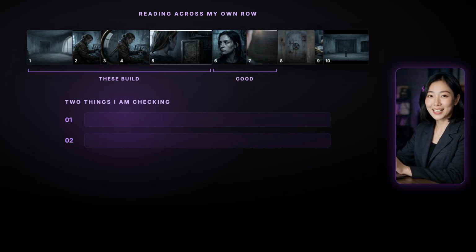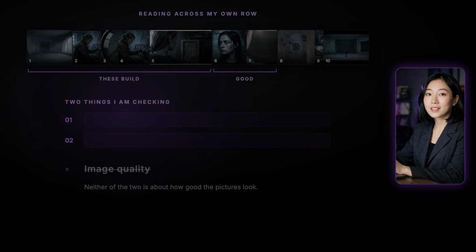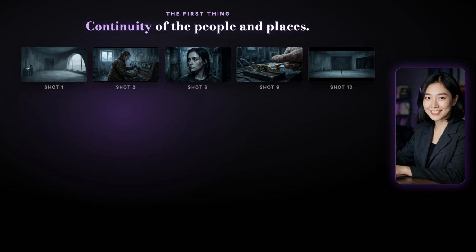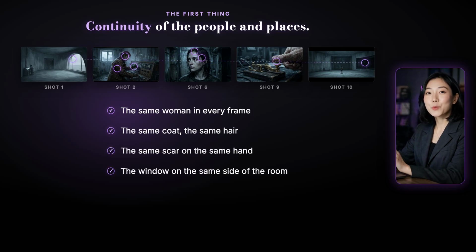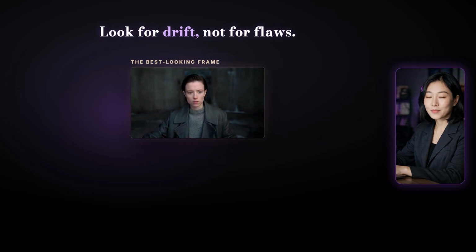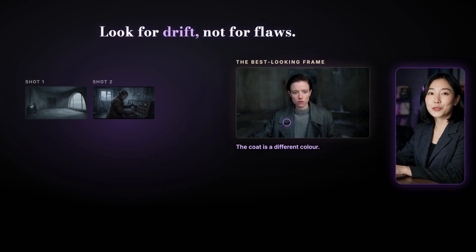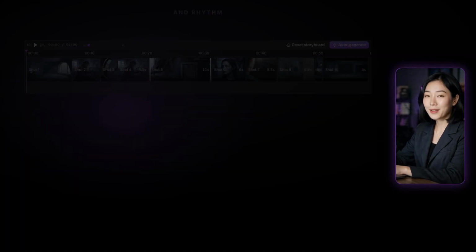2 things I'm checking as I look across it, and neither of them is about image quality. Continuity of the people and places. Is it the same woman in every frame? Same coat, same hair, same scar on the same hand? Is the window on the same side of the room every time? Look for drift, not for flaws. One beautiful shot, where the coat is a different color, will do more damage than 3 ordinary shots that agree with each other. And rhythm.